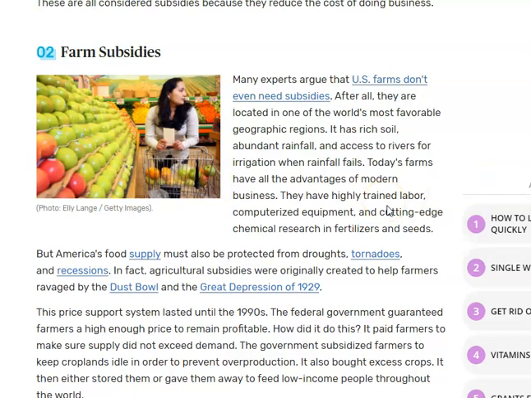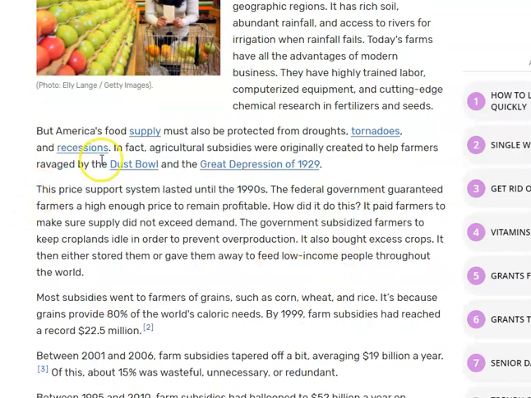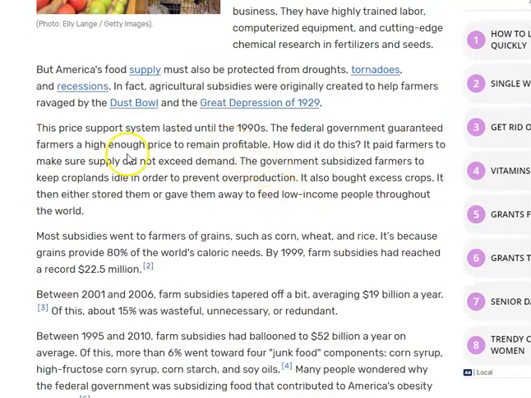And this says many experts argue that U.S. farms don't even need subsidies. They're located in one of the most favorable geographic regions in the world. It has rich soil, abundant rainfall, access to rivers. It says, but America's food supply must be protected from droughts, tornadoes, and recessions. The price system lasted until the 1990s. Now it says the federal government guaranteed farmers a high enough price to remain profitable. It paid farmers to make sure supply did not exceed demand.